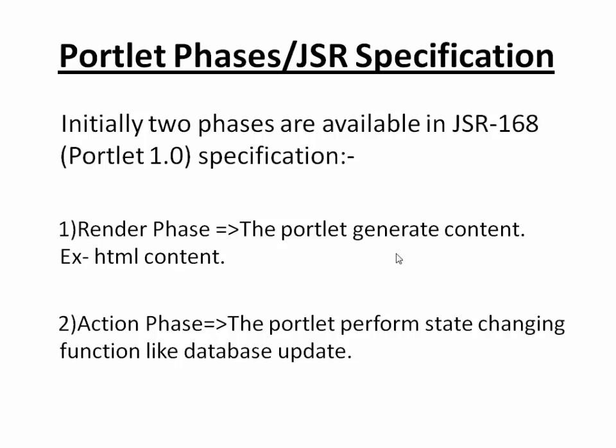Next thing is Portlet phases, or we can say JSR specification. In JSR specification 168, or we can say 1.0 specification, we basically have two phases: render phase and action phase. The render phase is basically used to generate view things like HTML content, and action phase is basically used for state changing functions, like if you want to submit a form or update a database. In this case you will use action phase. Till now in JSR 168 there is no feature of interportlet communication and resource management, or AJAX calling.